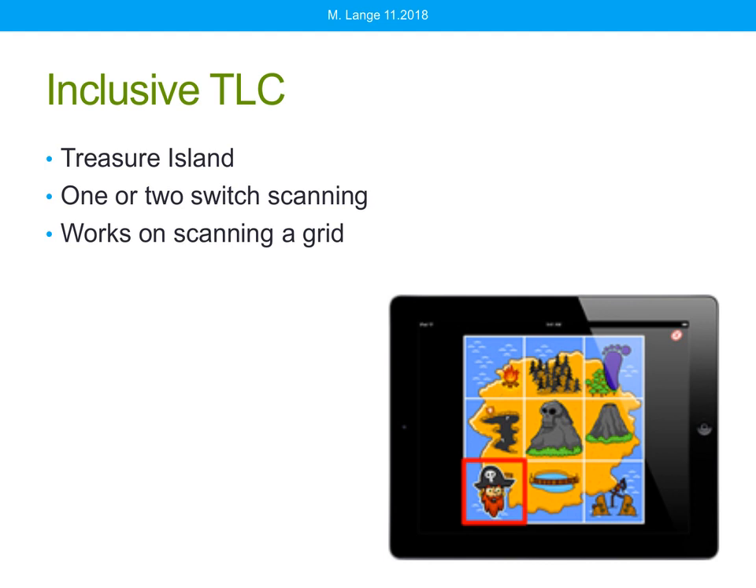Another app from Inclusive TLC is Treasure Island. This one also can be used to work on 1 or 2 switch scanning. It works on scanning in a grid, and if I remember right, it has a linear scan. I'm not sure if you can change that. So you have to wait for the scan to get your desired selection and hit your switch if you're using 1 switch, or with 2 switches you move through with your first switch, select with your second.